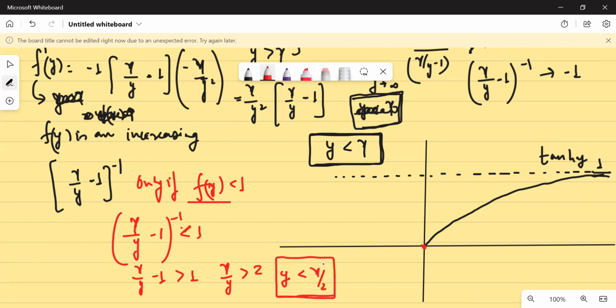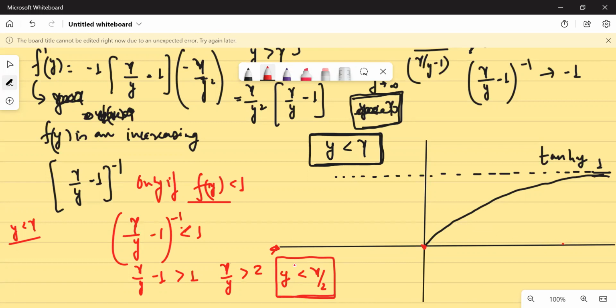So we are well within the range of y less than gamma. Is it clear? So only for y less than gamma by 2 will we have some solution. Otherwise not. Is that clear to you? Yes, sir. Yes. Okay.